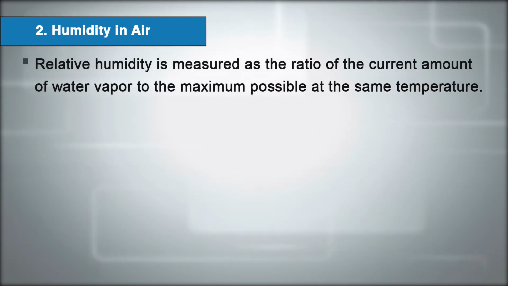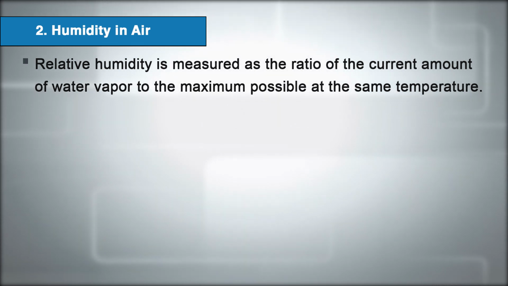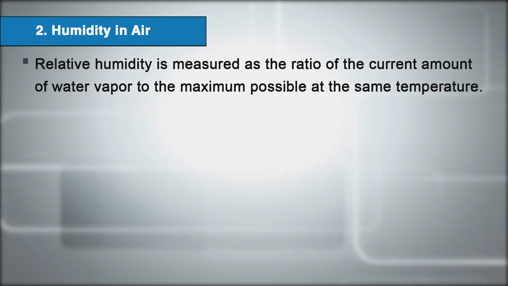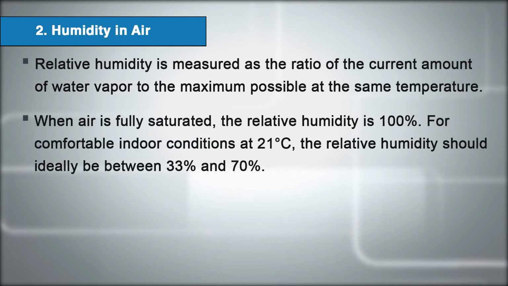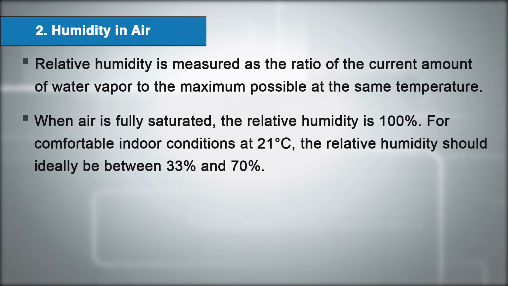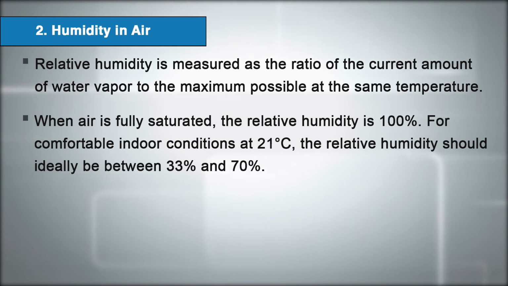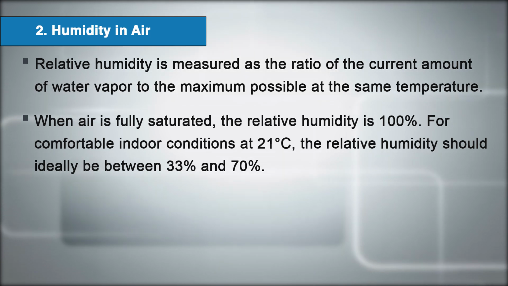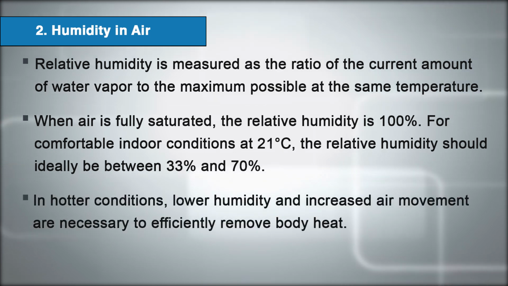Humidity refers to the presence of water vapor in the air. Relative humidity is measured as the ratio of the current amount of water vapor to the maximum possible at the same temperature. When air is fully saturated, the relative humidity is 100%. For comfortable indoor conditions at 21 degrees Celsius, the relative humidity should ideally be between 33% and 70%. In hotter conditions, lower humidity and increased air movement are necessary to efficiently remove body heat.